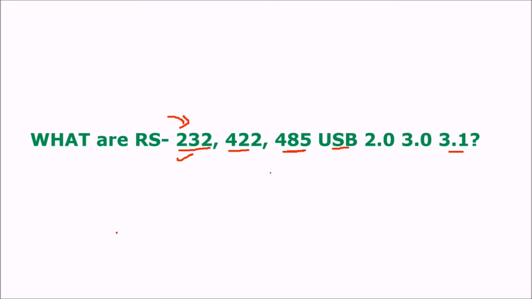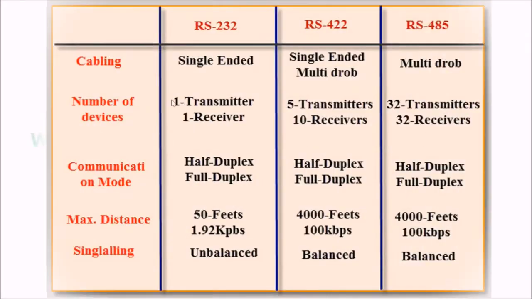422 and 485 had coaxial cable, so the interference was less, and rather than the speed being limited to 19.2 kbps, they have gained speed, and the length of the cable has also increased from 15 meters to around 1.2 kilometers. And then USB 2.0, 3.0, 3.1 generation 1, generation 2 have come, and they have just revolutionized every kind of connection that we see for connecting any peripherals whatsoever.